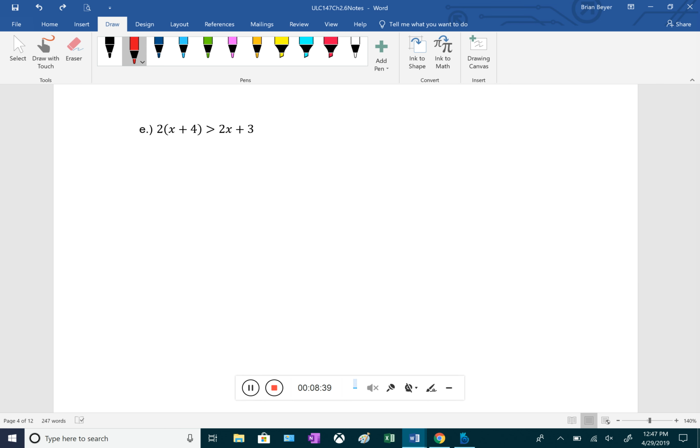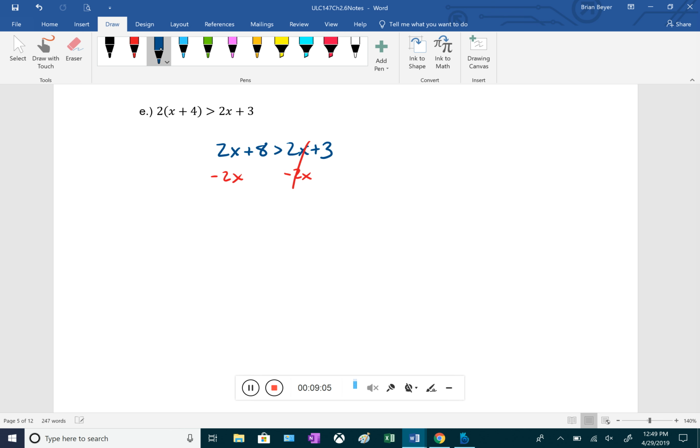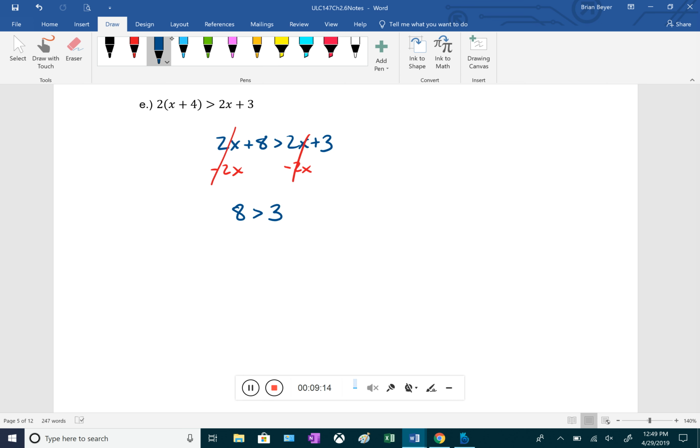Do 2 more. So 2 times (x + 4) greater than 2x + 3. Once again, we have to distribute here, just like we did in the last one. Distribute that 2 on the left. We get 2x + 8 greater than 2x + 3. So let's try to get the variables on the left. We would subtract 2x on both sides. This would actually cancel the variables on both sides, and what we would end up with is 8 greater than 3. So the variables completely canceled and we got a true statement because 8 is greater than 3.